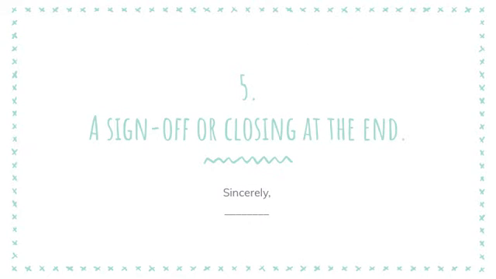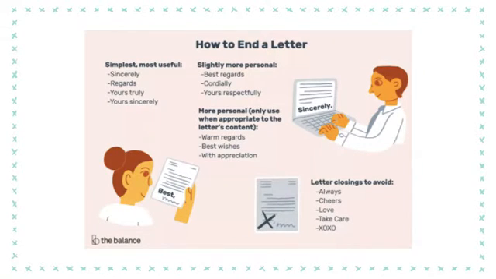And number 5 is a sign off or closing at the end. Sincerely, and a comma, and then your name. That part's pretty easy. How do you end a letter? Well, there's the simplest ones. You can just say sincerely or regards or yours truly or yours sincerely. If it's someone that you already know, you might say something a bit more personal like best regards or cordially or yours respectfully. And avoid things that are too informal like cheers or love or take care or XOXO. That's not formal. These are formal letters, and you will want to use a more formal ending at the end.